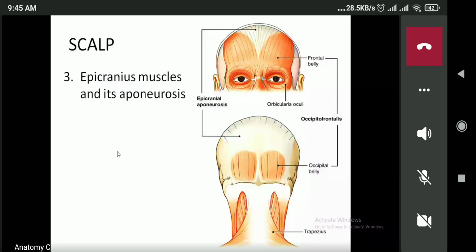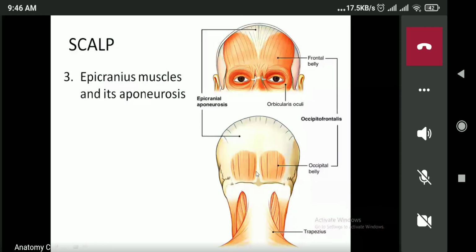The anterior muscle is known as the frontal belly, and the posterior belly is known as the occipital belly. In combination, both of these muscles are considered the occipitofrontalis muscle, which is the epicranius muscle. This forms the third layer of the scalp, along with the galea aponeurotica, or the aponeurosis of the frontal belly and occipital belly. So the frontal belly of occipitofrontalis and the occipital belly of occipitofrontalis form the epicranius muscle.